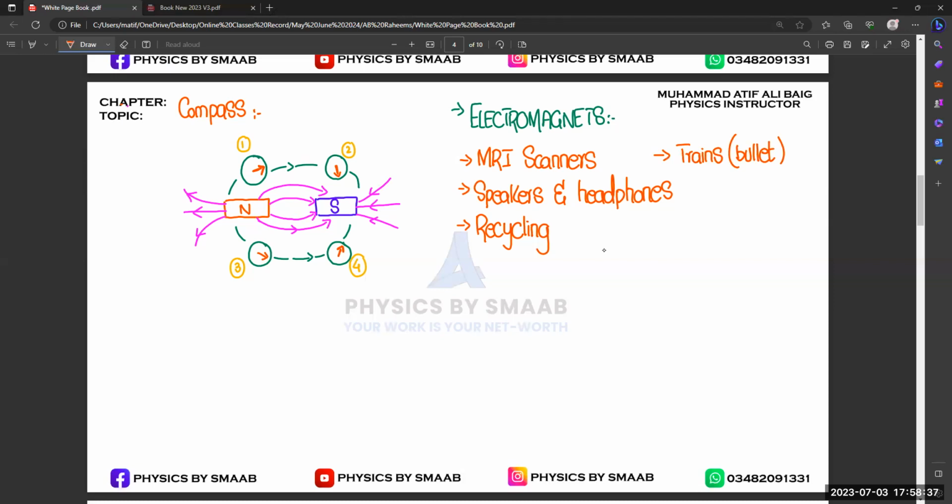These are the types of examples. They won't ask how trains work or how MRI scanners work. They only ask you to name or state the examples, because this section is not very detailed. Electromagnetism is very detailed when you go to your A levels. In A levels, there is a detailed concept of MRI scanners and X-rays, and at that specific level they ask about the whole concept, how it happens and how we use it, right?